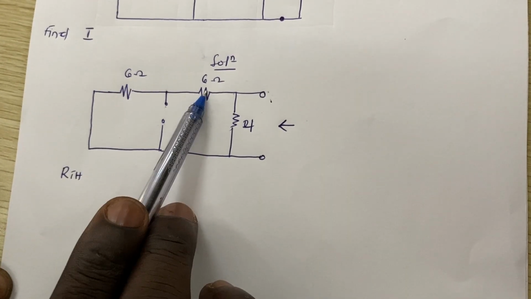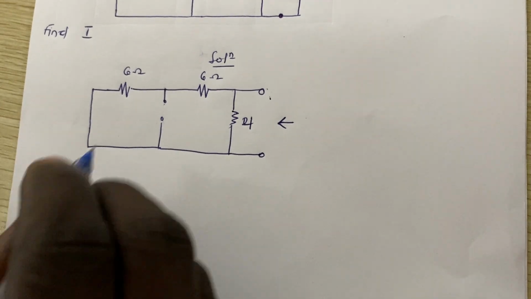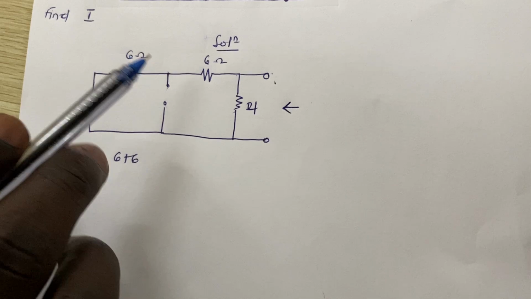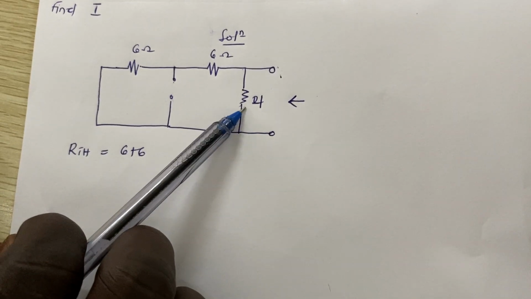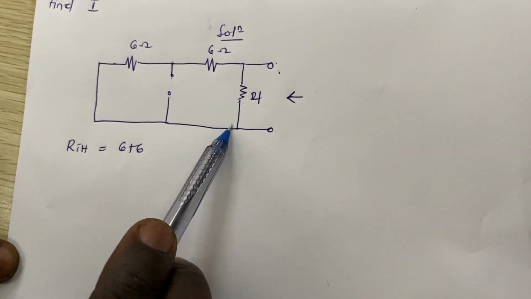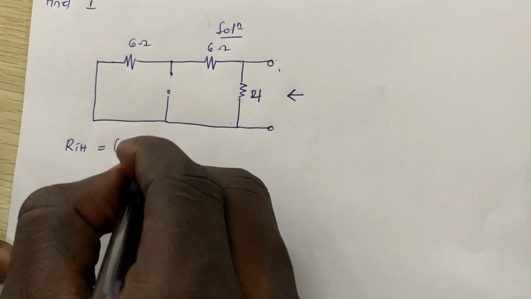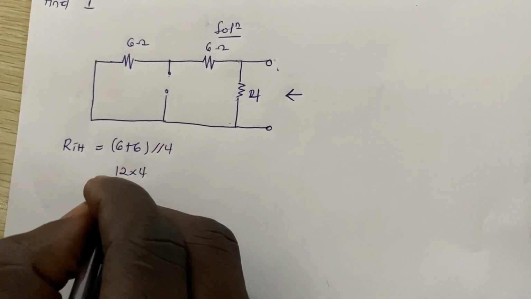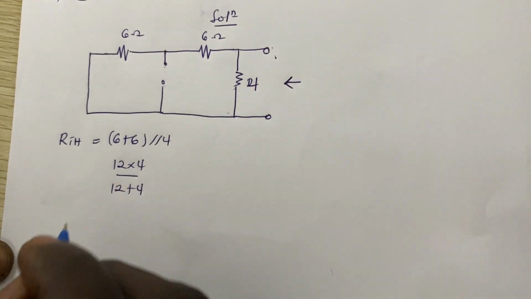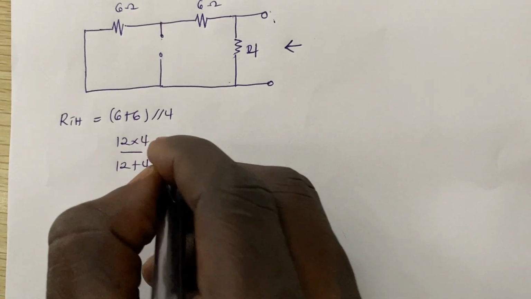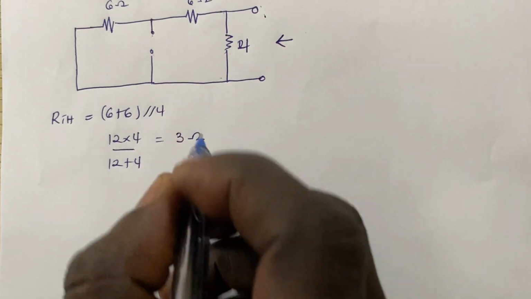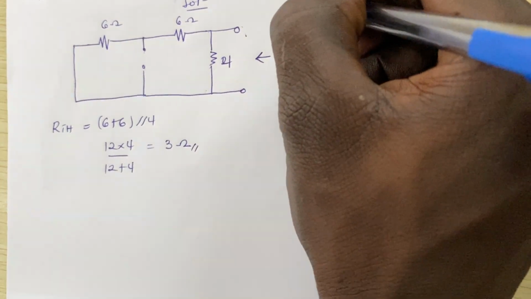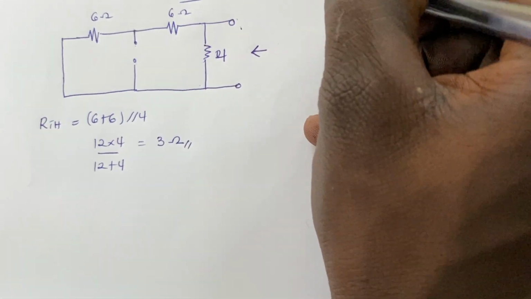So this and this are in series, and if they are in series, their equivalent is 6 plus 6, which is 12 ohms. But then the total of these 2 is in parallel with this 4 ohms, because they share these 2 common nodes. So we get 12 times 4 divided by 12 plus 4, and when you punch it into your calculator, the answer is 3 ohms. So now we can write our RTH somewhere here: 3 ohms.